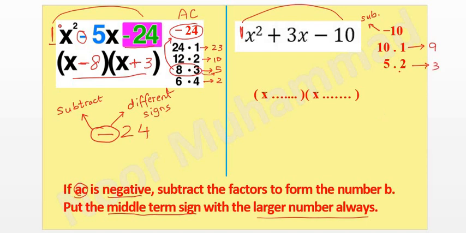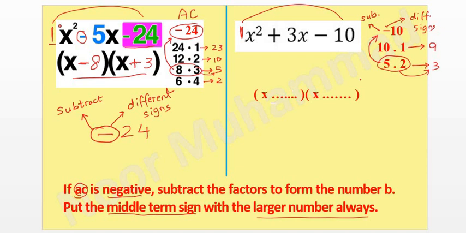So which pair right now do I need? I need this pair. Why? Because its product is giving me 10, and when I subtract it, it's giving me the middle term 3. Now what does this sign say? It says different signs, right? Different signs in the brackets.